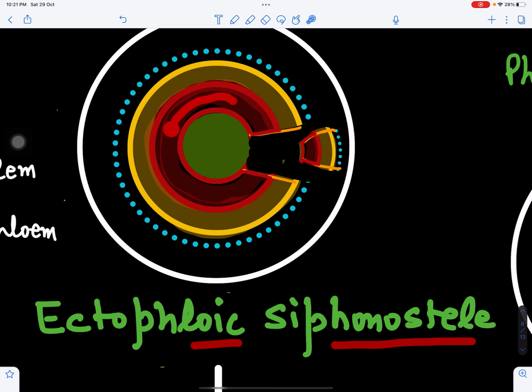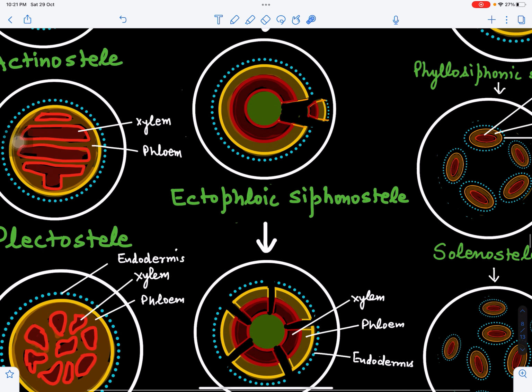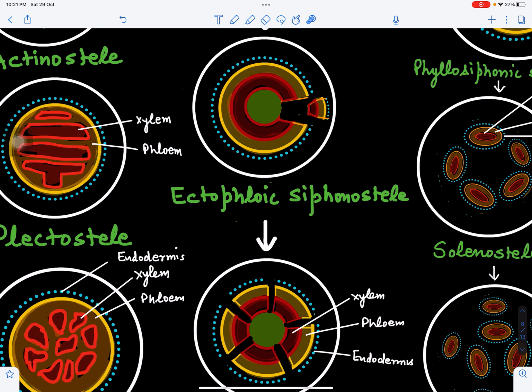So this part is xylem, this is phloem, this is pericycle, and this dotted line I have shown with blue is endodermis. So this is amphiphloic siphonostele. If there are many leaf gaps, but they're scattered, not overlapping, the supply is going toward this leaf, then supply is going toward this leaf, supply is going toward this leaf.